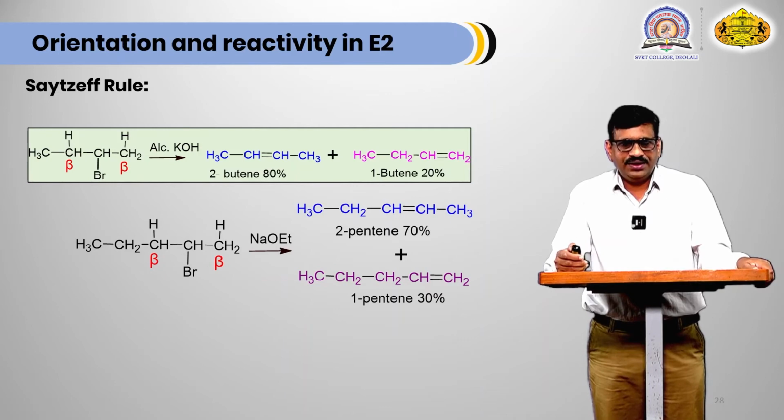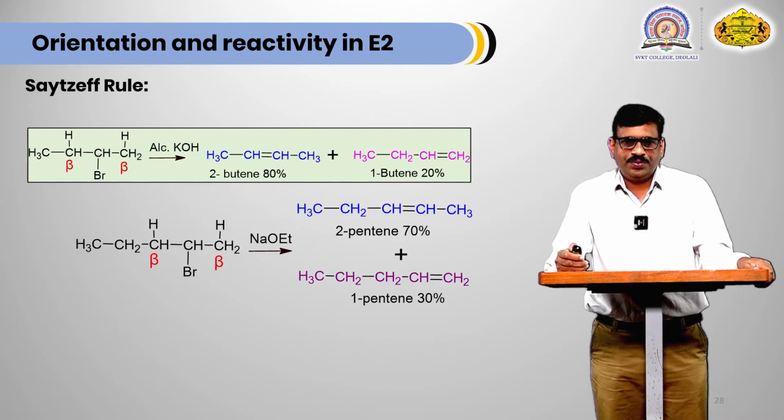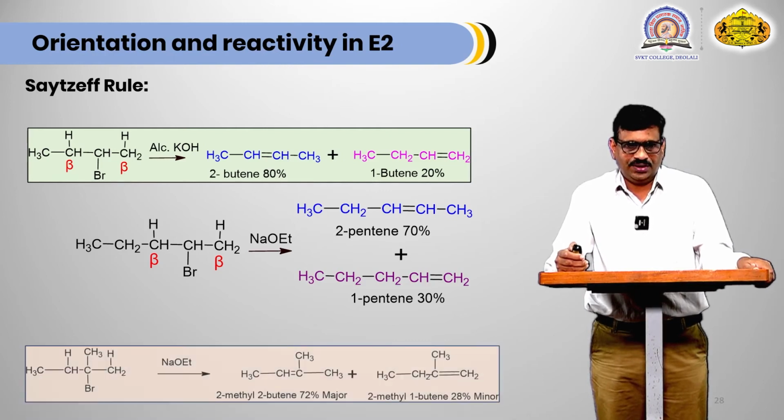This is the next example. In this case also there are two types of beta hydrogen atom. 2-pentene and 1-pentene are the products. Percentage of 2-pentene is 70%. Percentage of 1-pentene is 30%. 1-pentene is the mono-substituted product. 2-pentene is the di-substituted product. That's why the more substituted product is obtained as the major product.